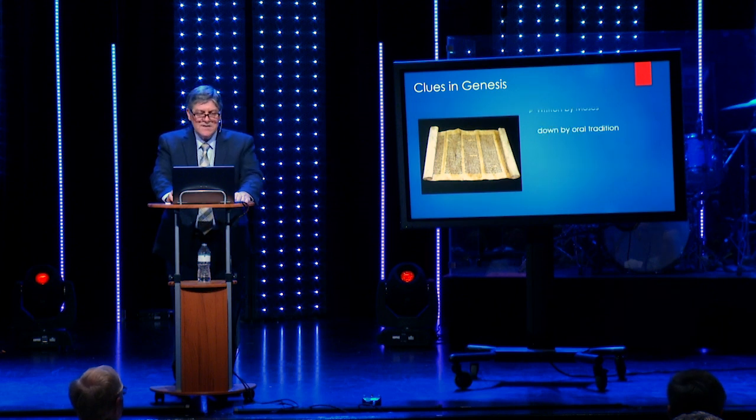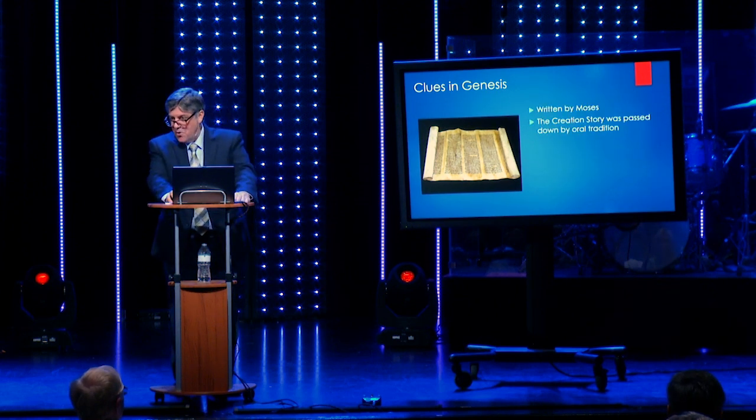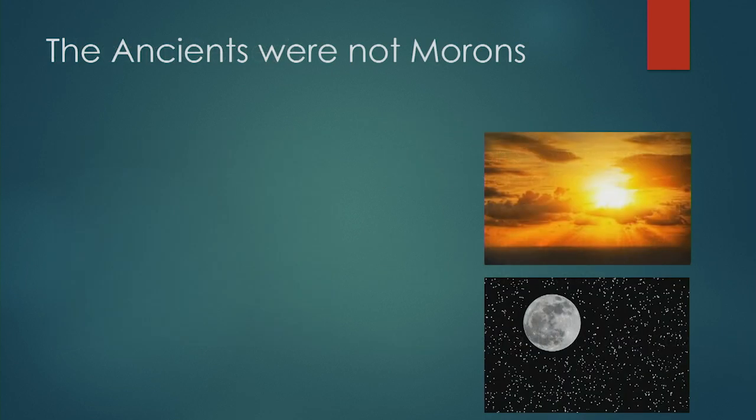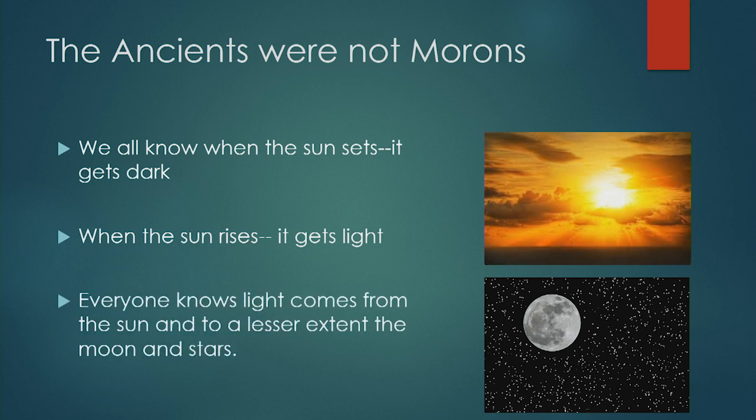So now let's look at Genesis. Written by Moses. It's a creation story that was passed down by oral tradition. You know, probably predates the flood, probably goes all the way back to Adam. Moses was just the first one to write it down. Now, headline, the ancients were not morons. In other words, we all know that when the sun sets, it gets dark. When the sun rises, it gets light. Everyone knows that light comes from the sun, and to a lesser extent, the moon and the stars.